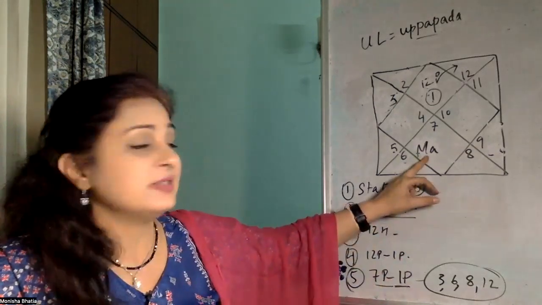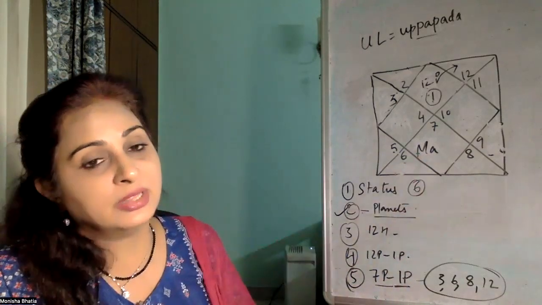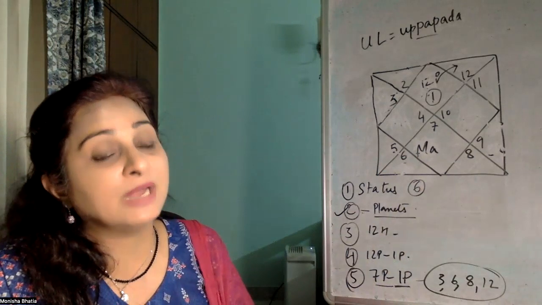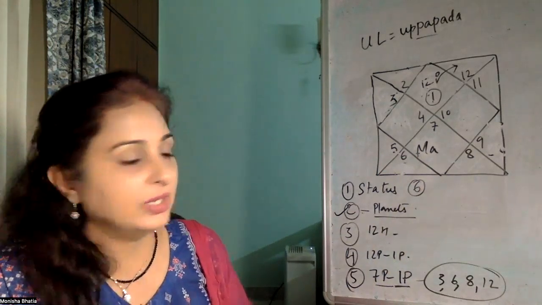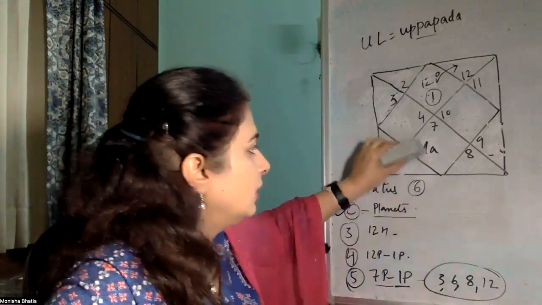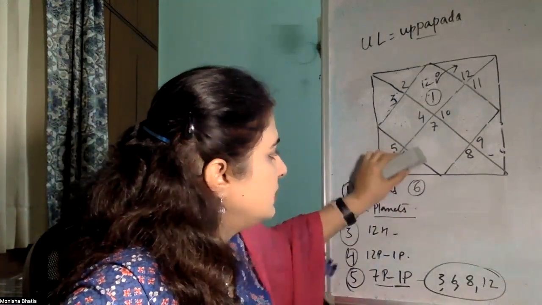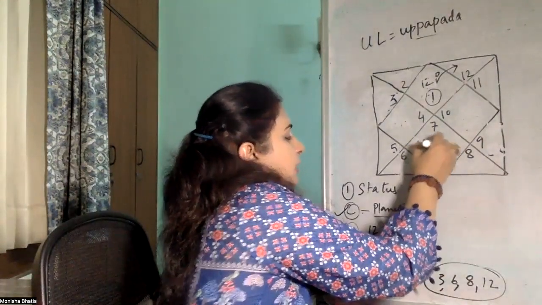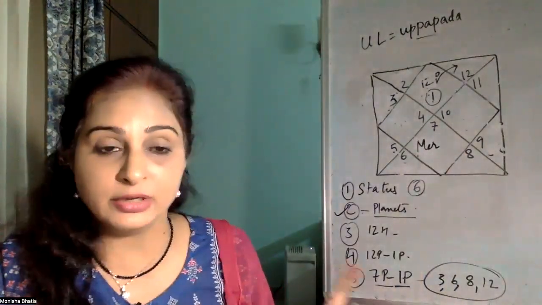But if a benefic is aspecting your 7th house, then the marriage is safe, but the couple continue to fight despite being together if Mars is in your 7th house of Uppapada chart. Then we will see Mercury sitting here. So Mercury is a benefic planet sitting all alone.